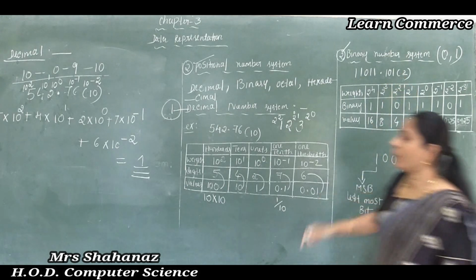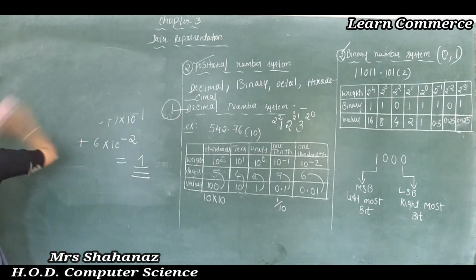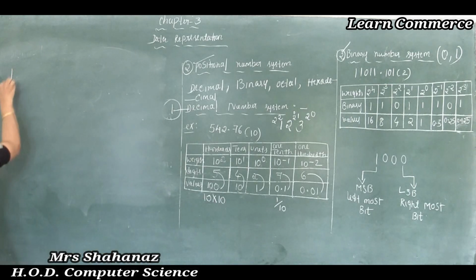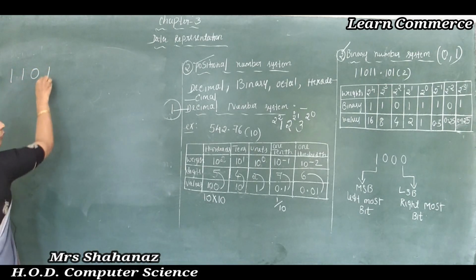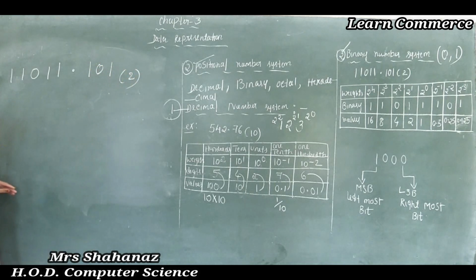So how do we write this value here? When you take the binary number system value, the value is 11011.101 base of 2.